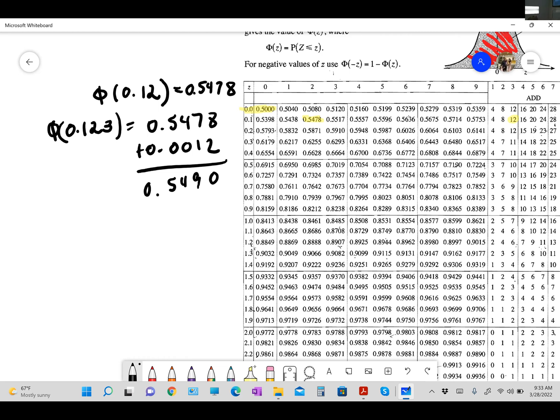I want you to do pages 142 through 143, problems 1 through 4, A, C, and E. I think that would be okay. A, C, E, those are good. 1 through 4.